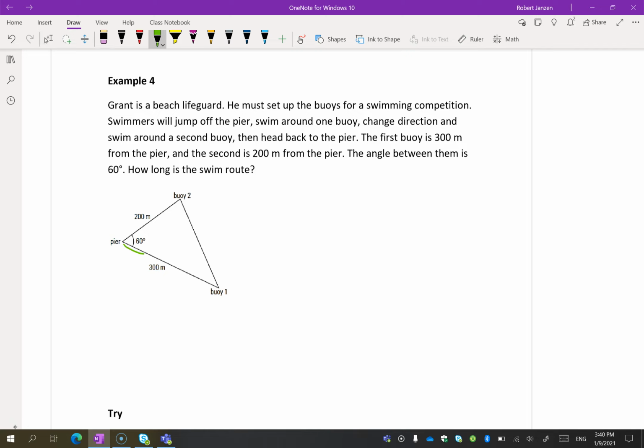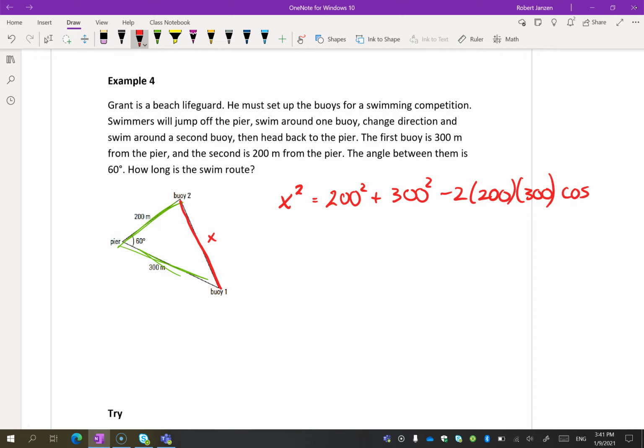So basically, we need to know how far it is around here. We already have 2 sides, this one and this one. So what we're missing is this one. Let's call it x. So this time we're finding a side. If you remember the formula, I'm going to write x squared equals the other 2 sides, 200 squared plus 300 squared, minus 2 times 200 times 300 times cos of the angle opposite the side, like this.